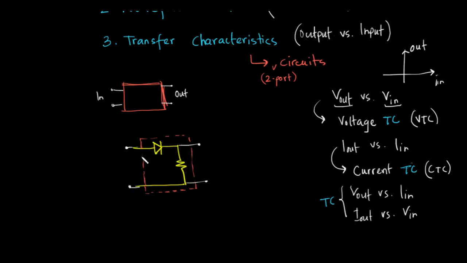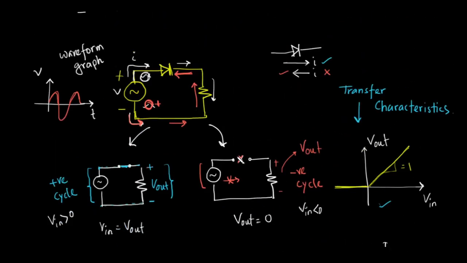So compare this box to this box, and you see we plotted the input voltage and the output voltage. So our transfer characteristics look like this. Okay, so that was the review of rectifiers that we have learned until now.